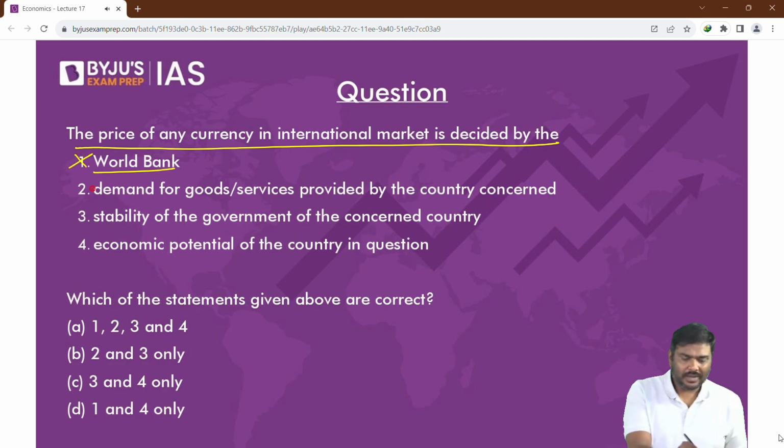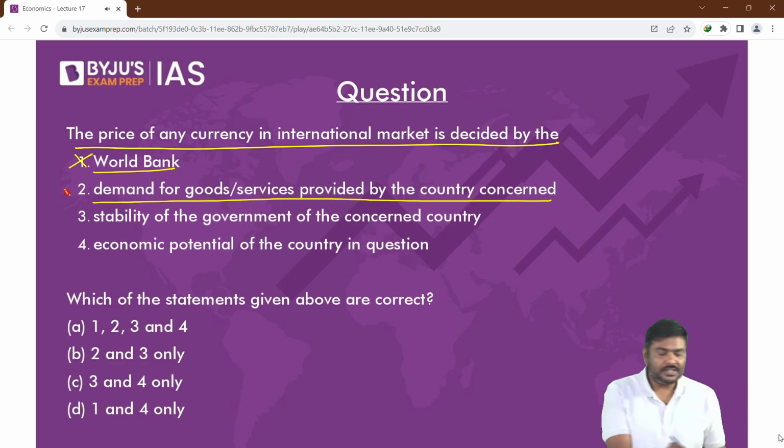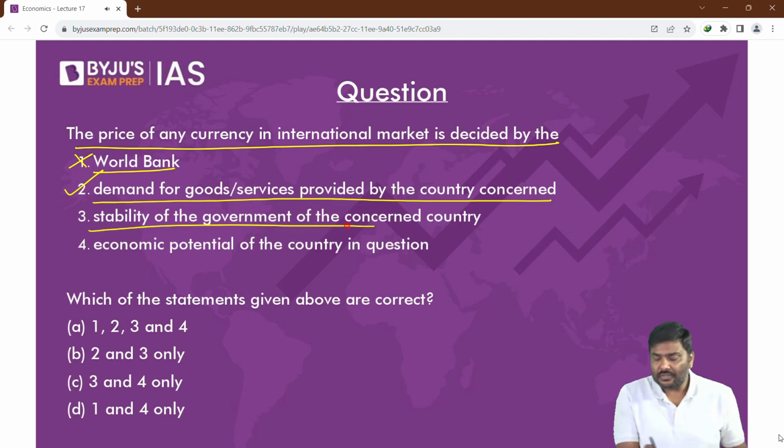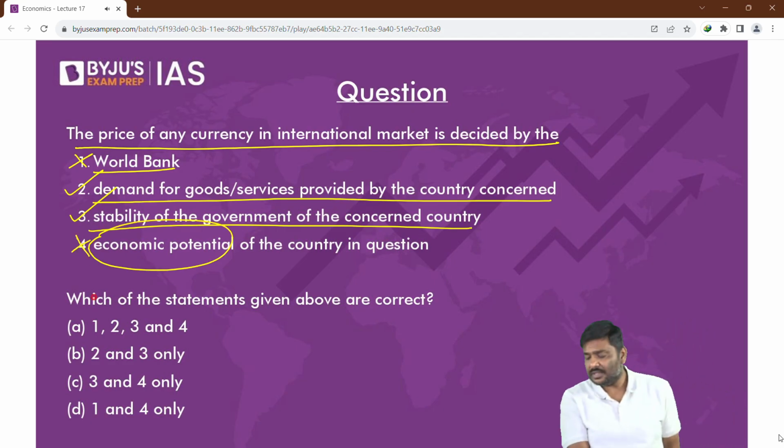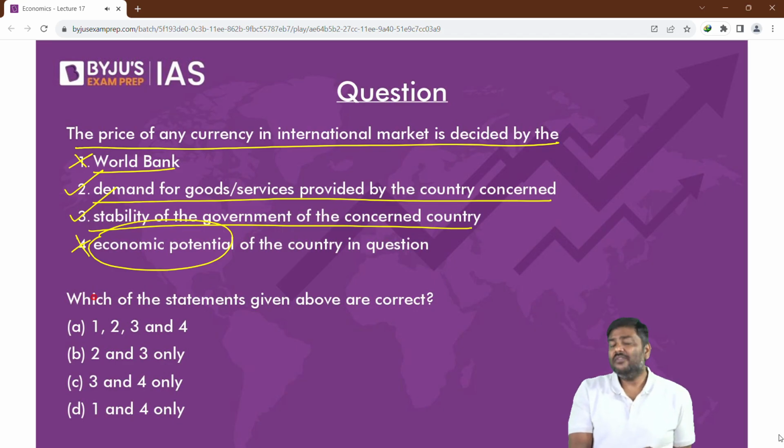Okay, 54% have answered correctly. It should be higher, no? The price of any currency in the international market is decided by the World Bank. Correct? No. The World Bank does not participate. Demand for goods and services provided by the country concerned? Yes. Stability of the government of the concerned country? Yes. Economic potential of the country? No, potential does not attract investments.